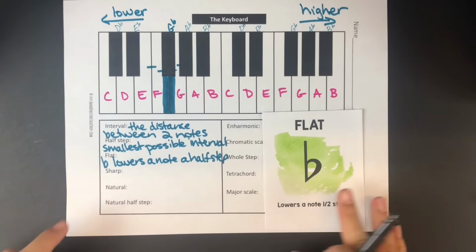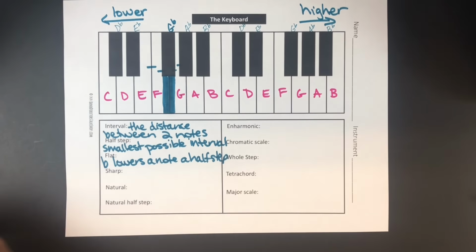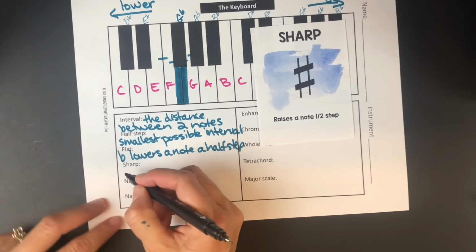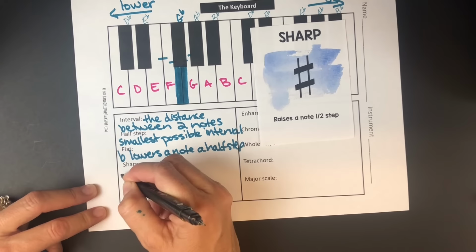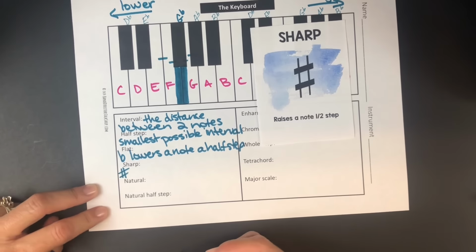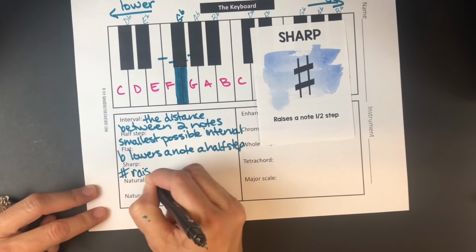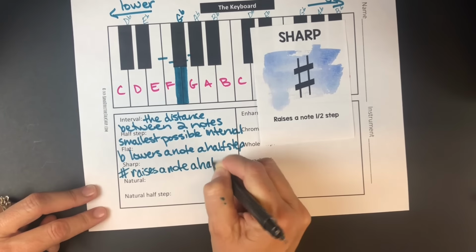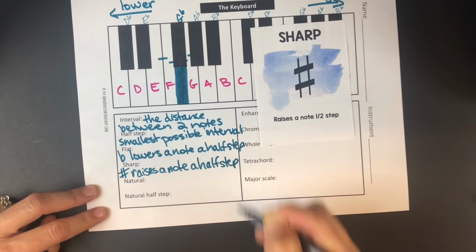All right, now the next one that we're going to talk about is a sharp. A sharp looks like this, and you could say it's a tic-tac-toe or a pound sign. You guys probably think of it as a hashtag though. All right, so it raises a note a half step. Raises a note a half step.